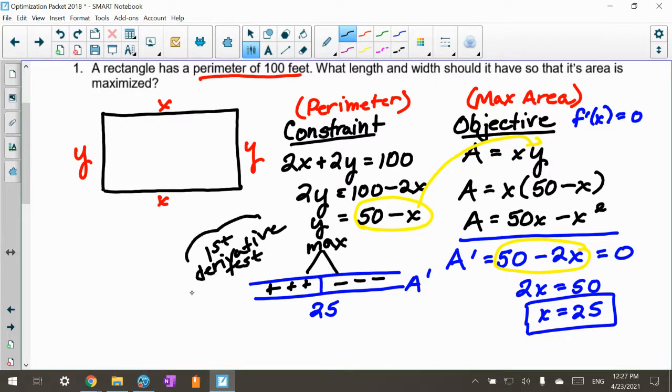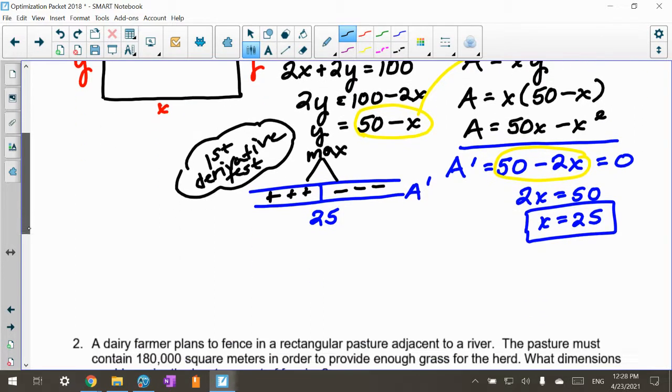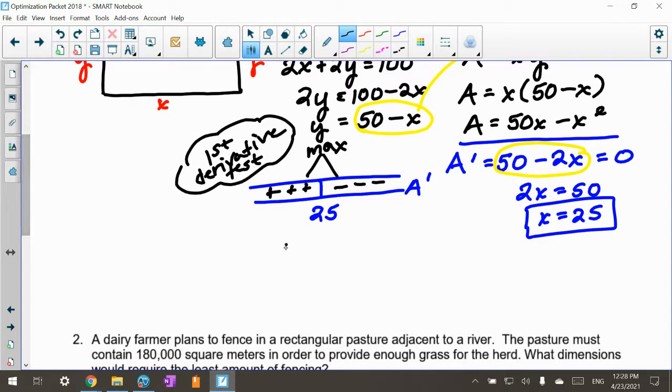Okay, you're testing to see if it truly is a max, because there's going to be times where you have more than one value, and I start you off simple with just one. Now I'm going to actually figure out what my y would be. So I'm going to do 50 minus 25, or y is 25.